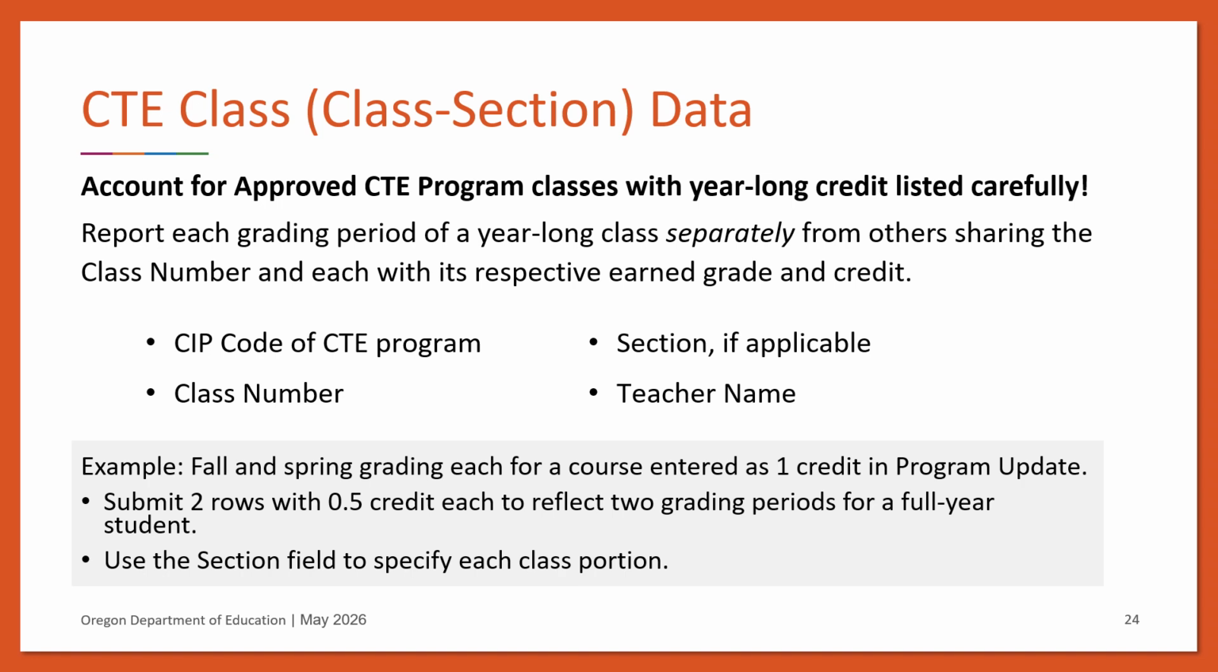As the example, if there is fall and spring grading each for a course that is just entered as 1 credit in program update under a single class number, then in CTE course, submit 2 rows with a half credit each to reflect those 2 grading periods for a full year student. If a student was only in one of the semesters, submit just 1 row with the half credit and their earned grade.